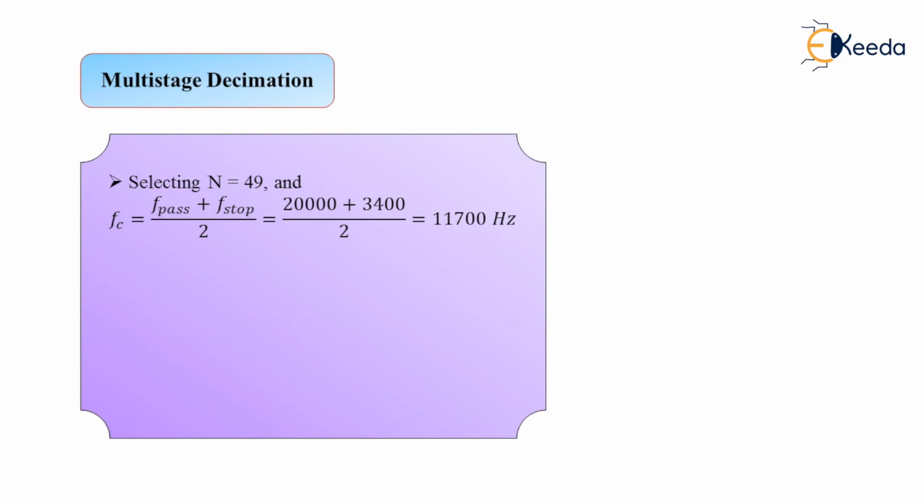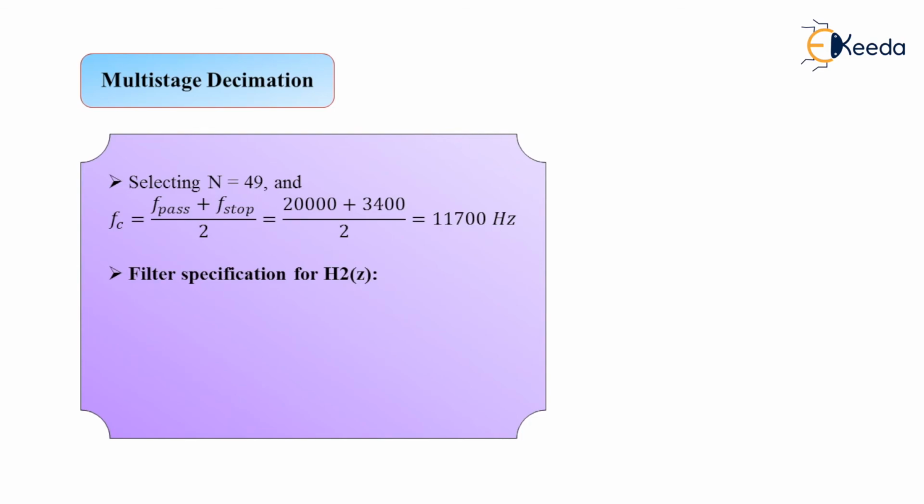So Fc is equal to F pass plus F stop divided by 2. So it becomes 20,000 added to 3,400, and this summation is divided by 2. So it results in the value 11,700 hertz. Now come to the filter specifications for the second stage.